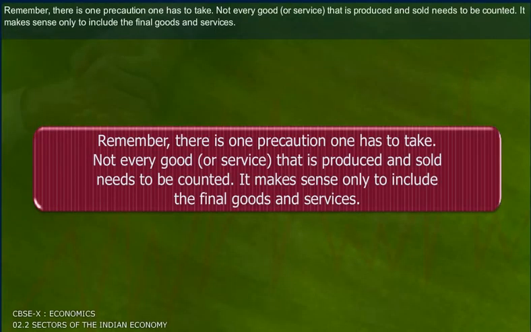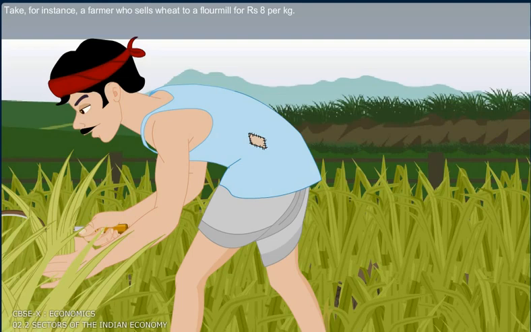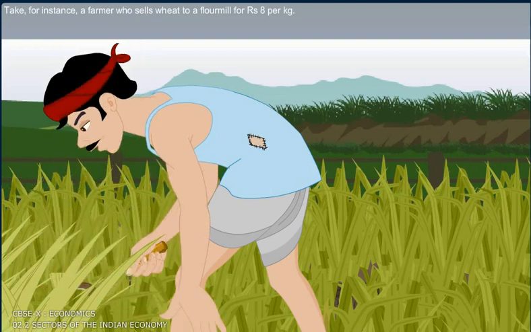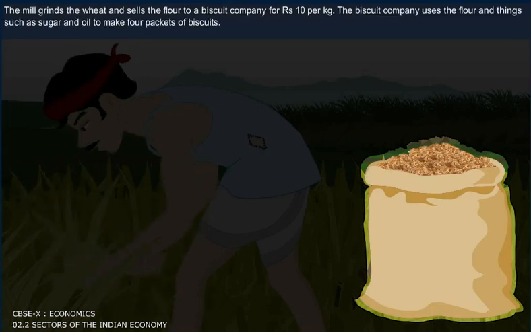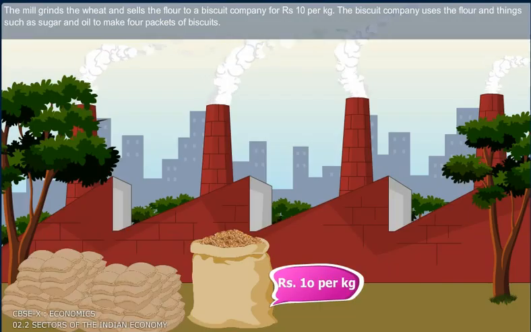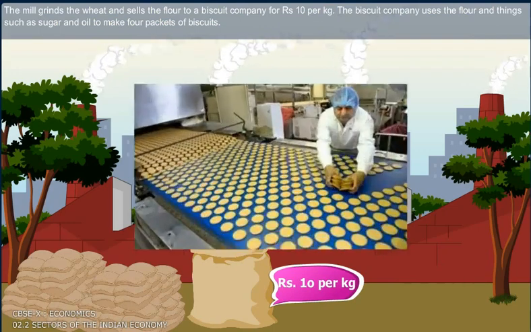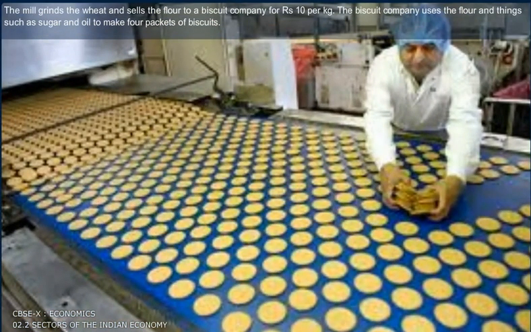Remember, there is one precaution one has to take. Not every good or service that is produced and sold needs to be counted. It makes sense only to include the final goods and services. Take, for instance, a farmer who sells wheat to a flour mill for rupees 8 per kg. The mill grinds the wheat and sells the flour to a biscuit company for rupees 10 per kg.